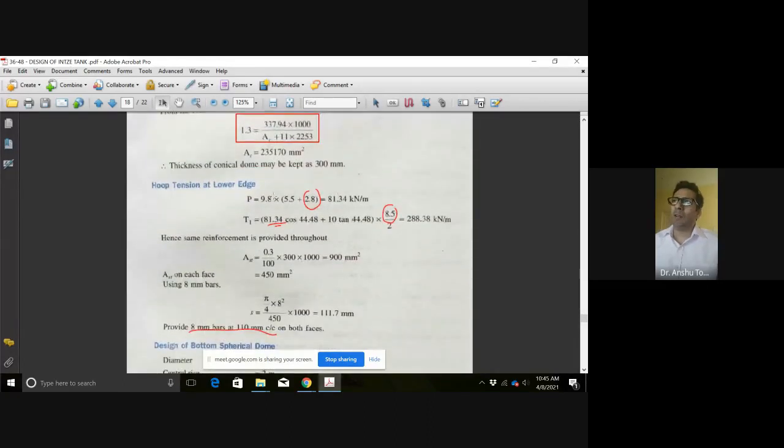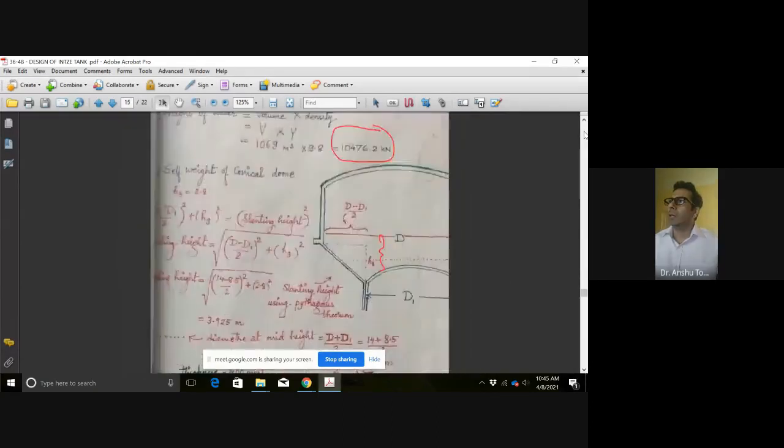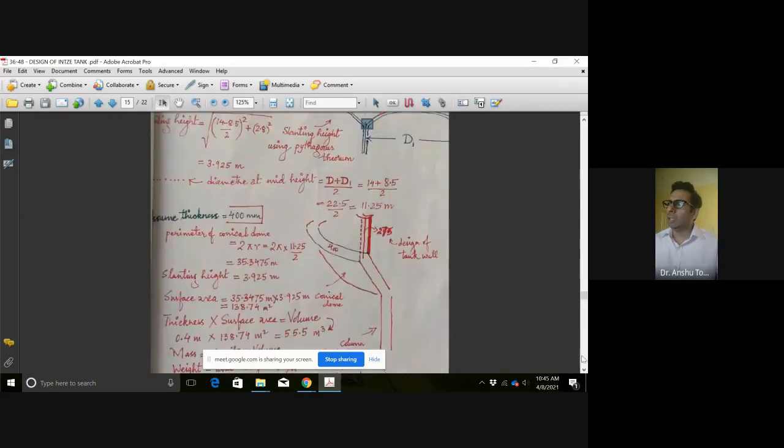Now the same calculation which we have done, as I've just told you, at this level, where we have done the calculation for the hoop tension, the same calculation we are required to perform at this particular level, at the bottom level of the conical dome. Let us see how we can do it.